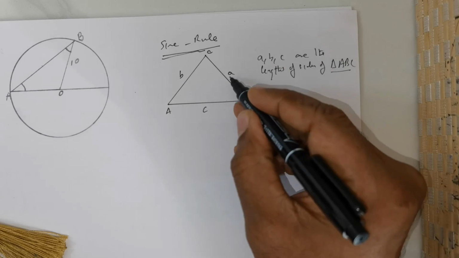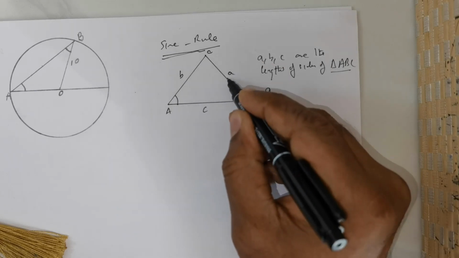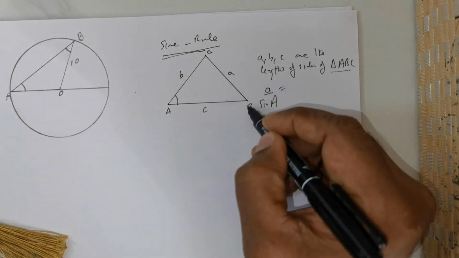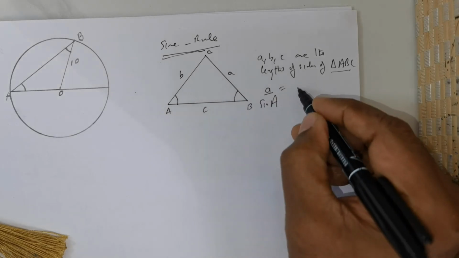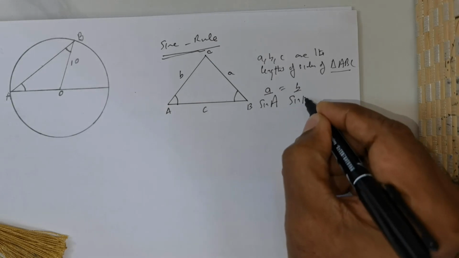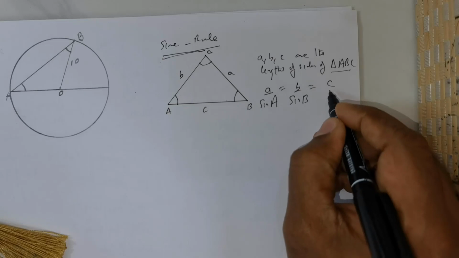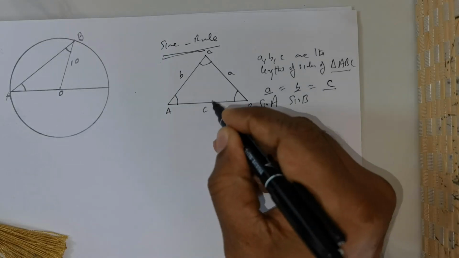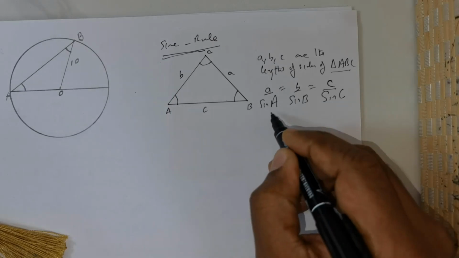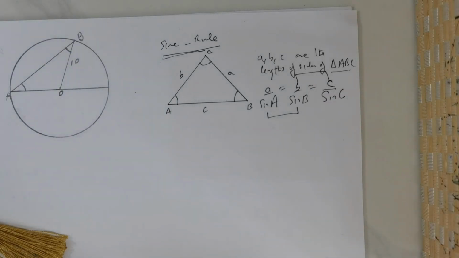So the formula is as follows. A over the angle that is featuring opposite to the side A, that's sine of A, is equal to B over the angle that is featuring exactly opposite to the side B, and that is equal to C over the angle that is featuring opposite to the side C. So it's going to be sine of C. At any instant you can use two of these relationships and find out the unknown.